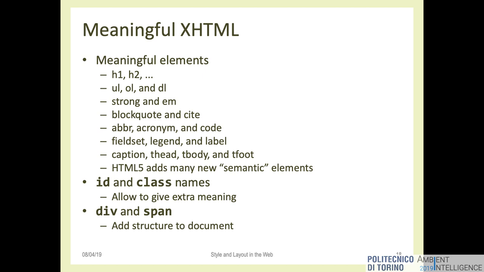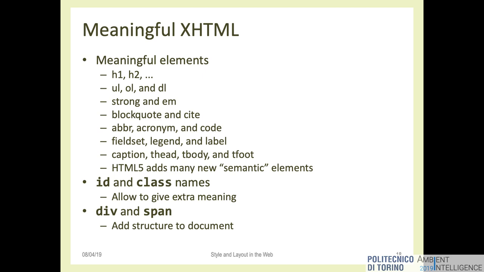Or for a list, you have the UL, OL, and DL. You should use the first one when you want an unordered list, while if you want an ordered list, you should use the second one. You can put an element strong, bold, or in cursive, so EM. You can use blockquote and cite, so it appears like a citation in your web page. You can say, okay, this portion of the web page contains some code, so you have a code tag, and so on. These are the standard tags.